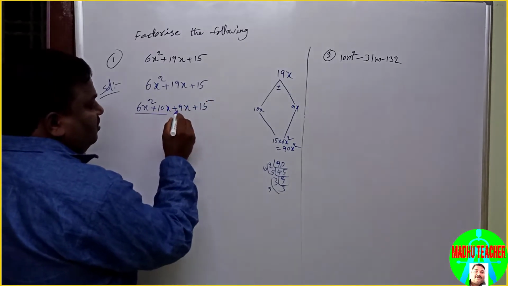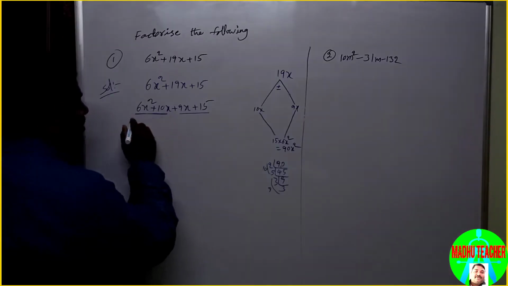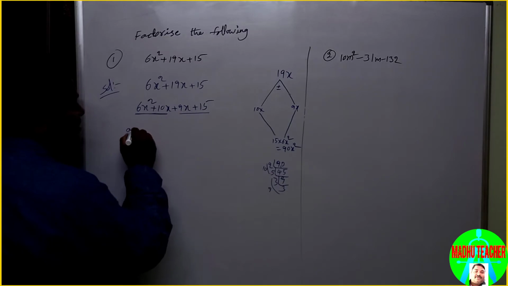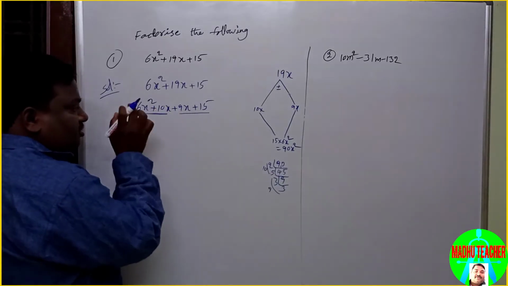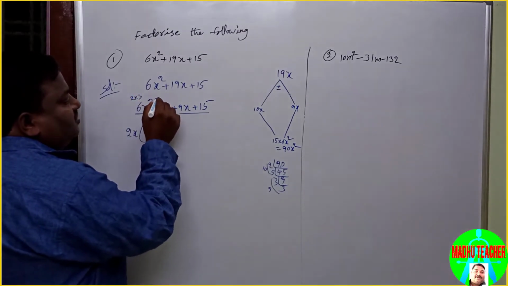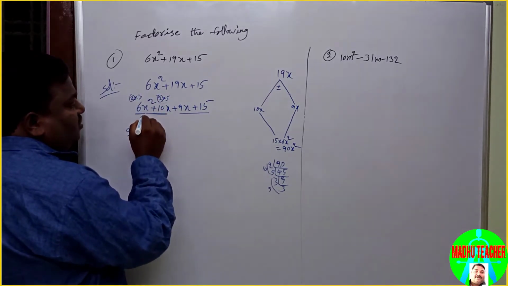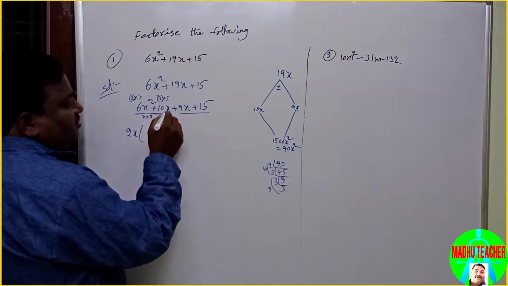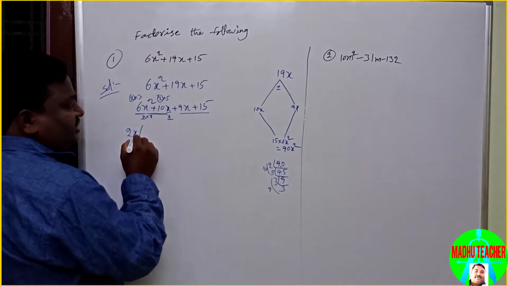So these two are one pair and this is the other pair. From these two we can take 2x as common. So the maximum that can be taken common, we take. This we can write as 2 into 3 and this as 2 into 5, so we can take only 2 as common. In this we have x into x, but in this we have only 1x. So we can take x as common.